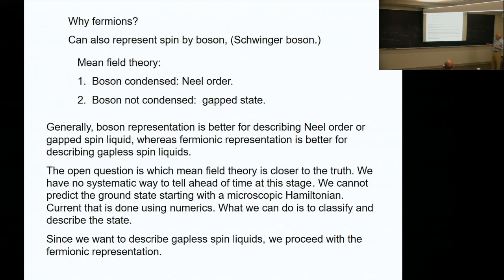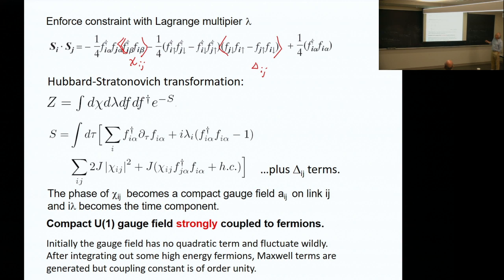So now, since our goal is to describe a gapless spin liquid, we will proceed with the first. Okay. So the next step is that we have a constraint. So it's natural to enforce a constraint by introducing a Lagrange multiplier. So in the path integral formulation, we just introduce something like this. Obviously, if we integrate over this lambda on each site, then we recover the constraint. Okay.